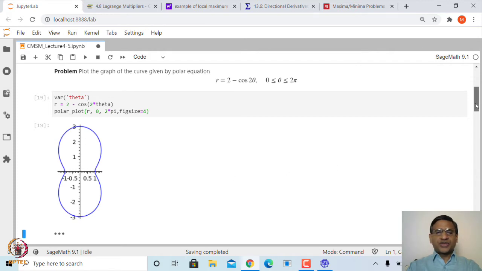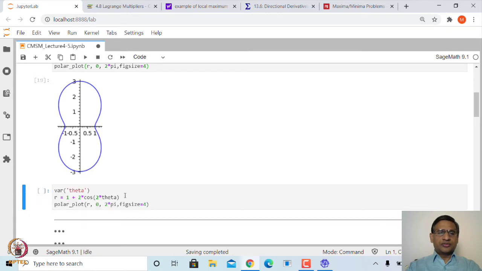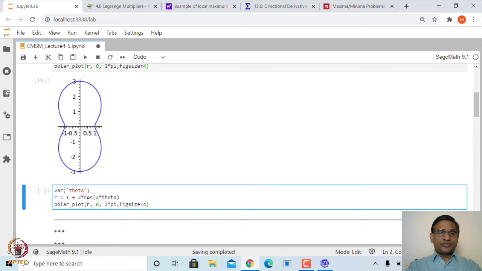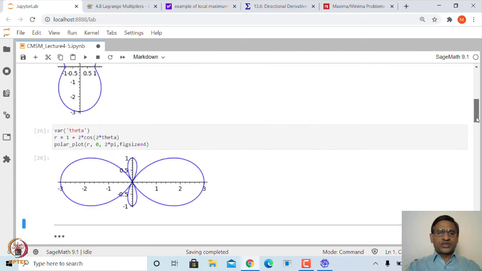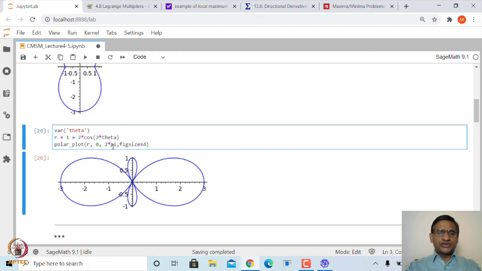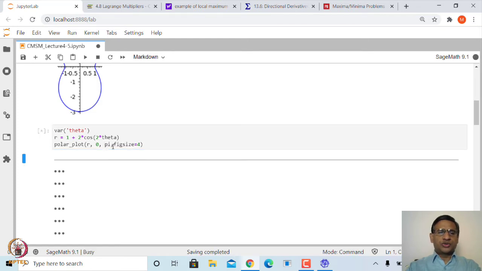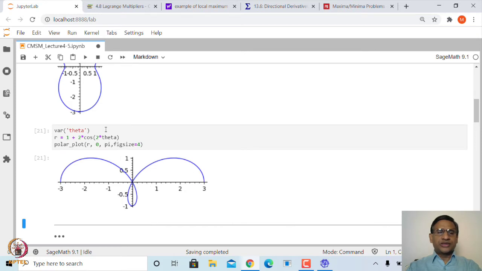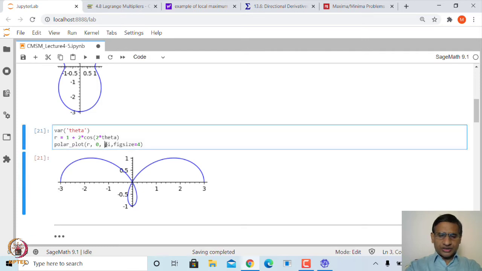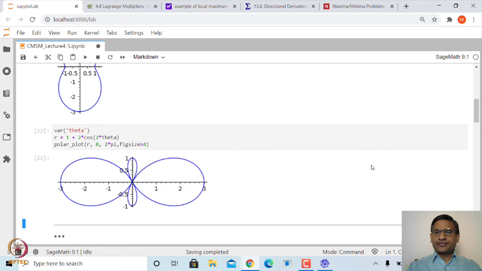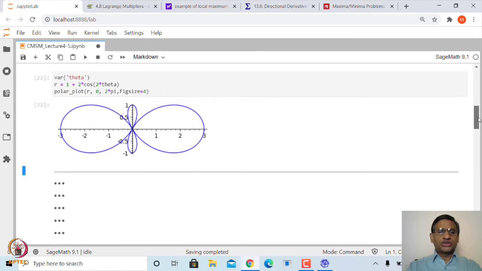Next, suppose you have another function, let us say 1 plus 2 into cos 2 theta, again theta varies between 0 to 2 pi. So, its graph looks like this. This is somewhat more complicated, right? And if you for example change theta range, so for example if I say theta varies between 0 to pi itself, you will get only half of the graph, right? So, let us make it again 2 pi. That is the graph of 1 plus 2 cos 2 theta.